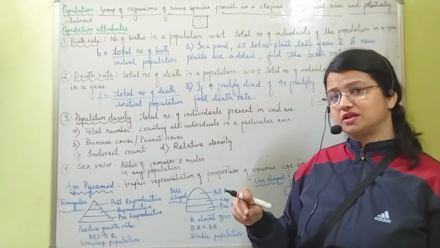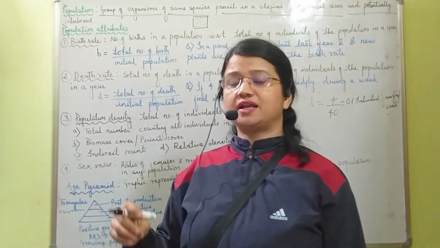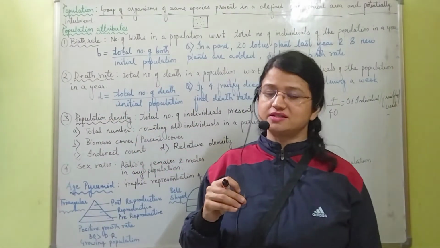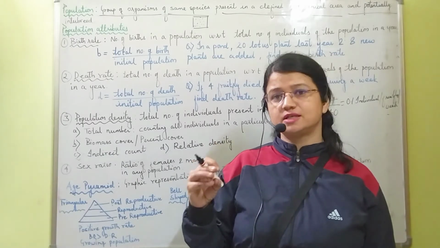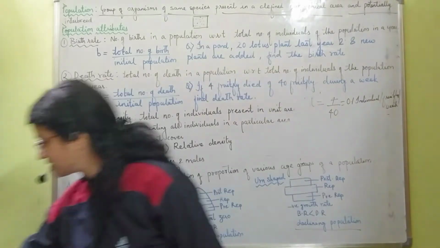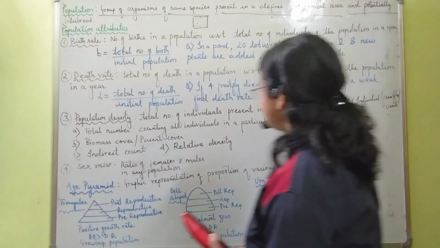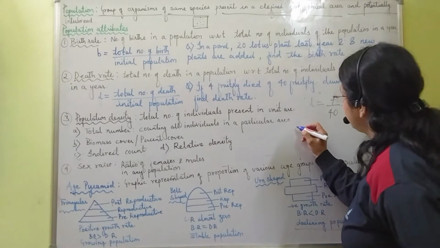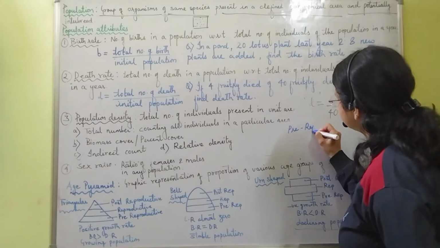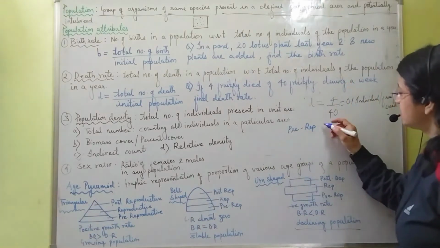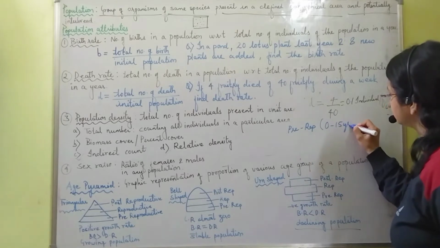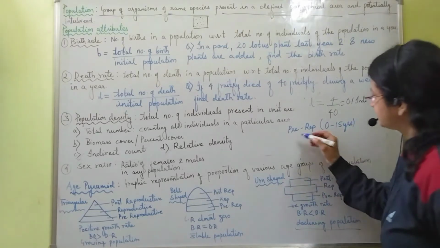In a population we can see that there are individuals of different age groups. So we can classify these individuals of different age groups as pre-reproductive, reproductive and post-reproductive. Let's see here. In a population, we can classify the individual as pre-reproductive. Pre-reproductive means the individuals which belong to the age group 0 to 15 years. They will be called pre-reproductive.